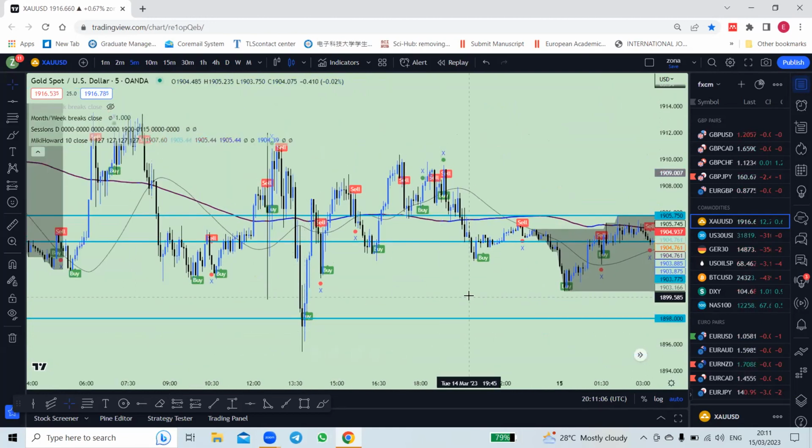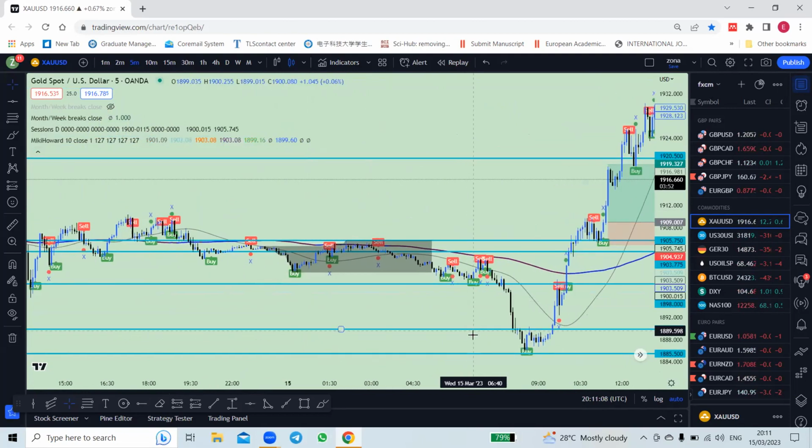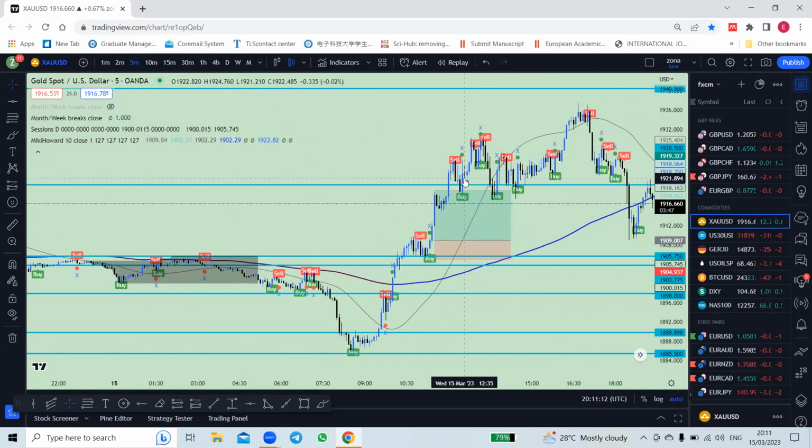That's the double bottom over here. So when you see it got to that level, then it went back up. So this is what we did today, and I think it paid off. It really paid off.